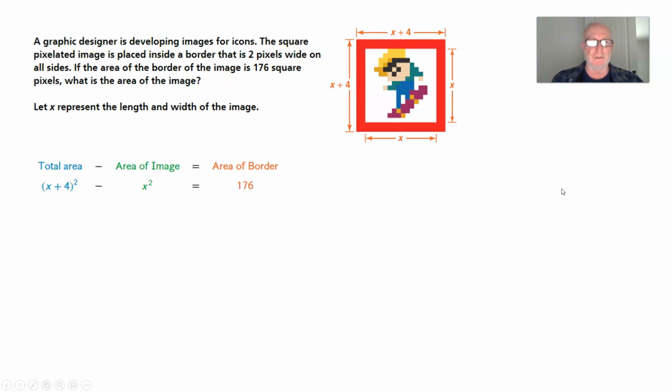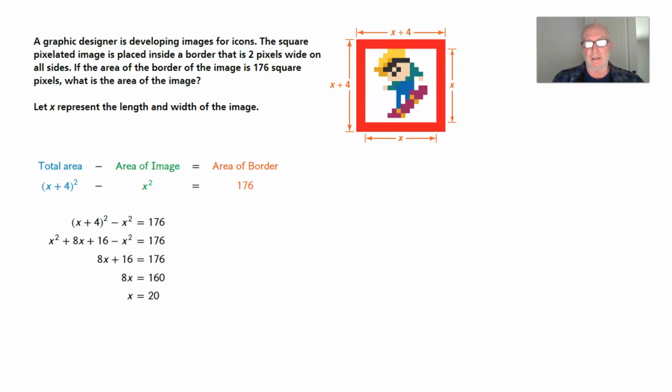So now, x plus 4 squared: square the first term, square the last term, multiply the terms together and go times 2 to get the middle term. We get x plus 4 squared is x squared plus 8x plus 16, and then we have minus the x squared equals the 176. So now x squared and minus x squared will cancel each other out, and then we can subtract 16 from both sides and then divide by 8, so we get x equals 20.